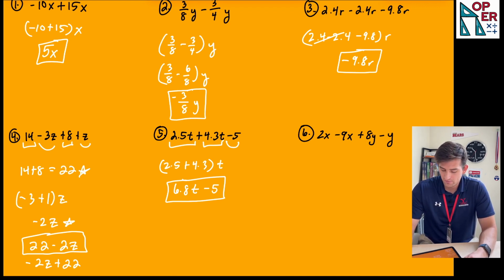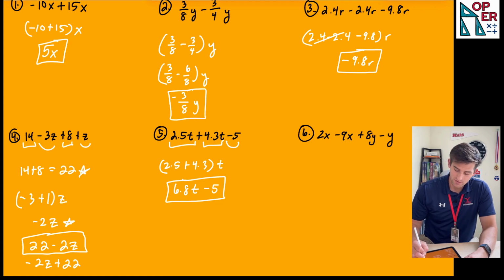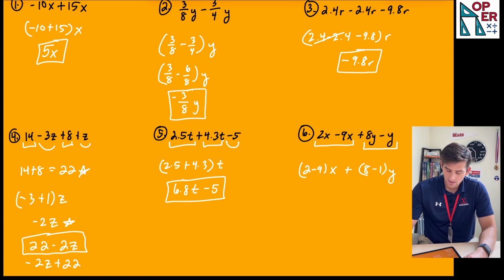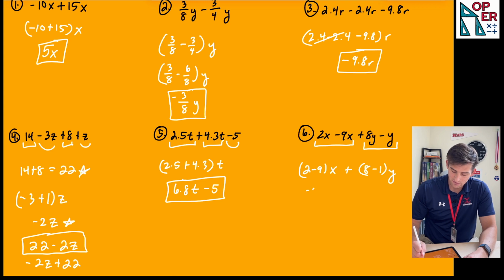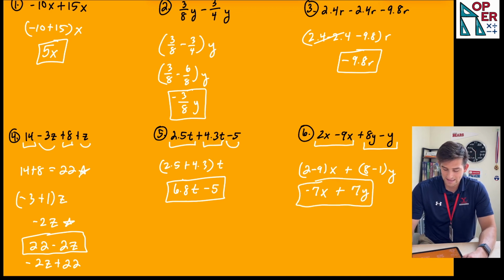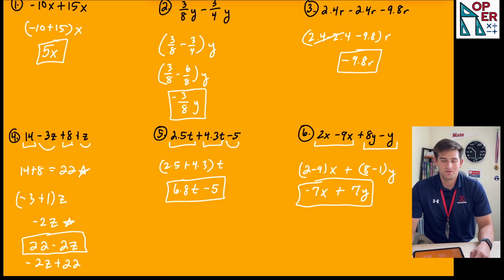And our final example, number 6, 2x minus 9x plus 8y minus y. So we have 2x minus 9x, and we have 8y minus y. So this would be 2 minus 9, and then we have our 8 minus 1, y. All right, so 2 minus 9 would be negative 7, and we have our x, and then here we would have 8 minus 1, which would be 7y. So we could leave it just like that, and we would say our answer is negative 7x plus 7y. And that is how you can simplify some algebraic expressions.